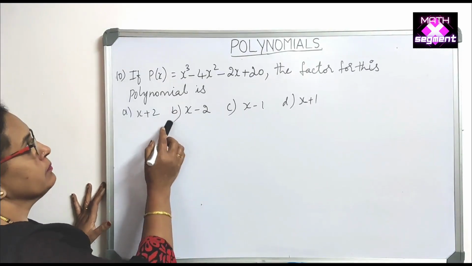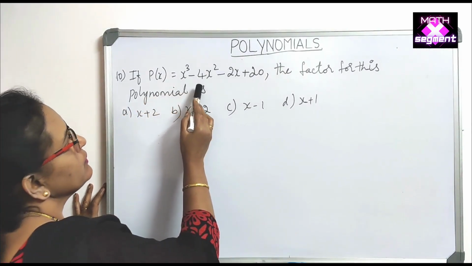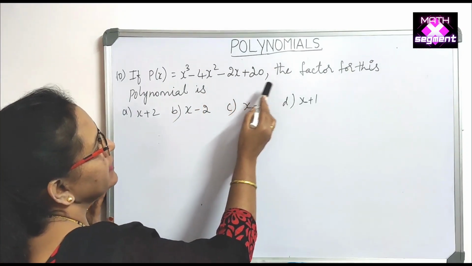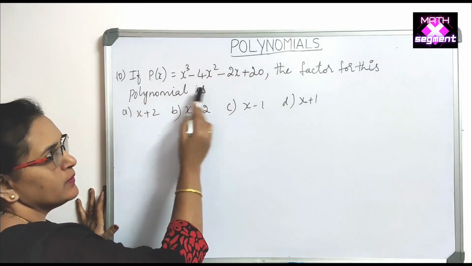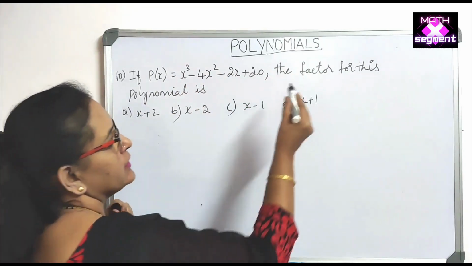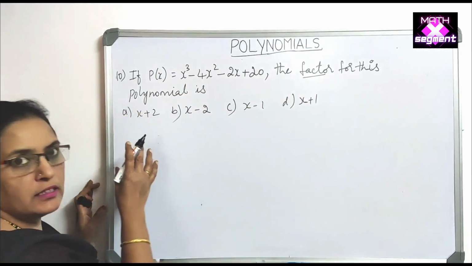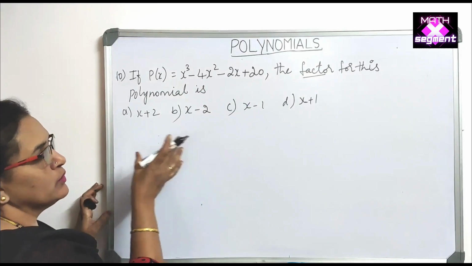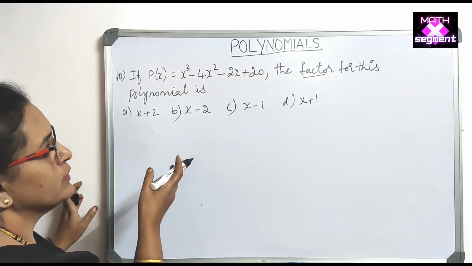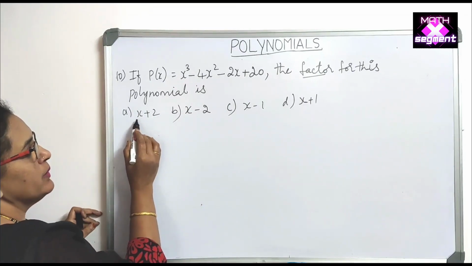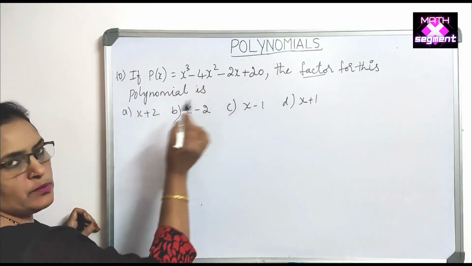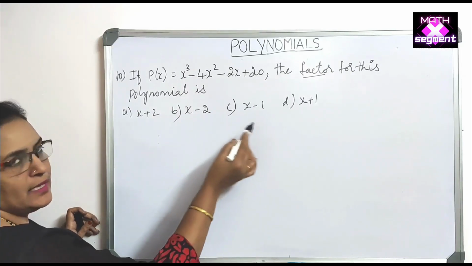Let's do the next sum. If p(x) = x³ - 4x² - 2x + 20, the factor for this polynomial is, that means here p(x) is given, you have to find the factor. Factor here means it is the divisor, or we can also say the zero of the polynomial. The options are x + 2, x - 2, x - 1, x + 1, and we have to choose which is the correct answer.